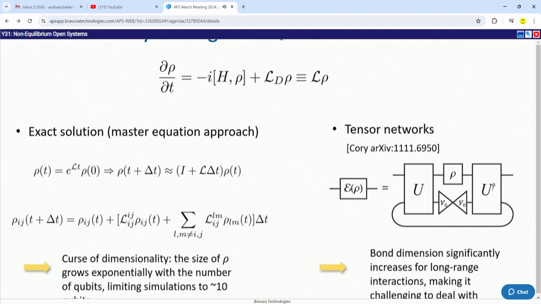But these two methods have their corresponding drawbacks. For the exact solution, we have the well-known curse of dimensionality, which is that the size of the Hilbert space grows exponentially as you increase the number of qubits in your system. For the master equation, you can typically only simulate around 10 qubits, and for tensor networks, the bond dimension, which measures the computational complexity, increases significantly if you include long-range interactions.